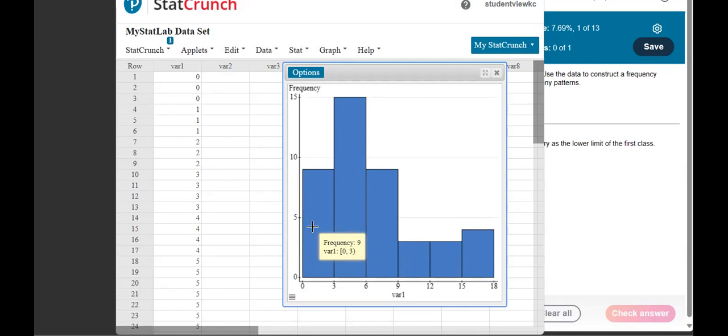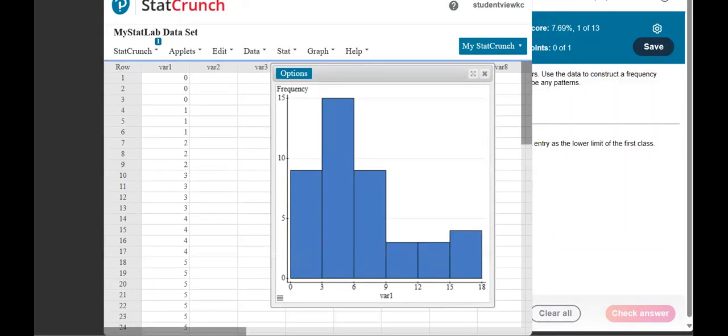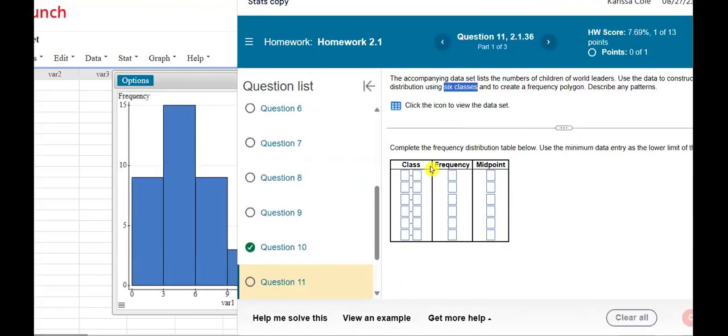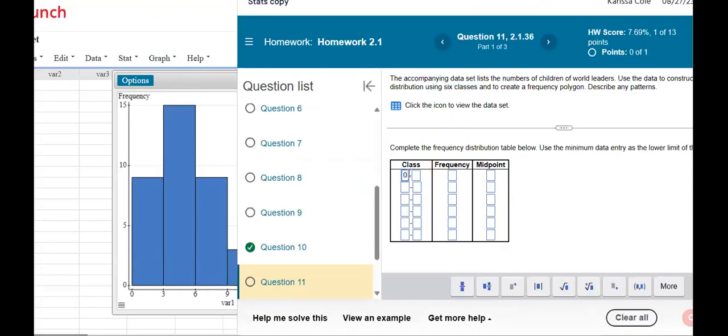We're not going to talk about class boundaries right now, but essentially what it means is we actually go 0 to 2 for this one, and then this one picks up at 3. This one's going to go 3 to 5, not include the 6. This one will start at the 6 and go up to 8, not include the 9. And start at 9, go to 11, start at 12, go to 14, etc. So I'm going to use this information to put in my classes. So 0 to 2, and if you hover over it, it says frequency 9.